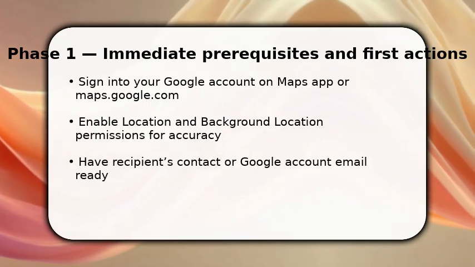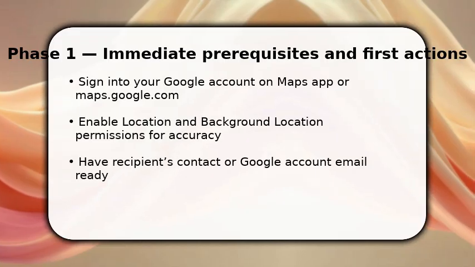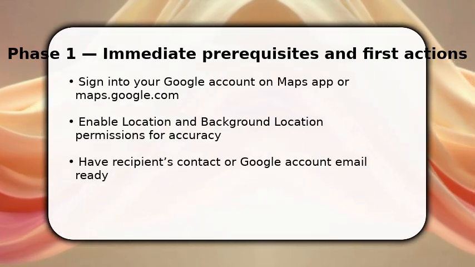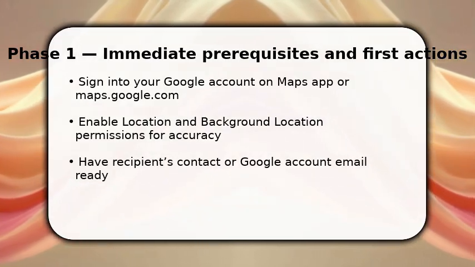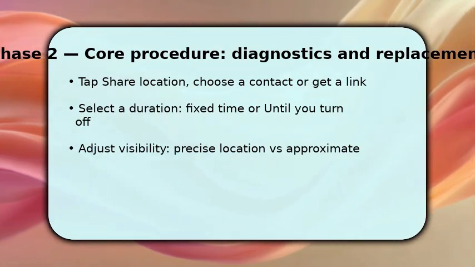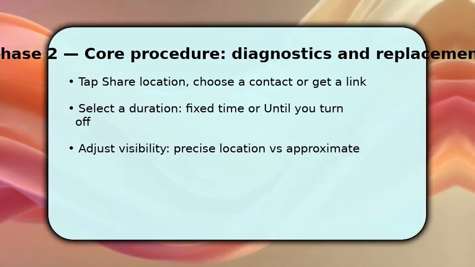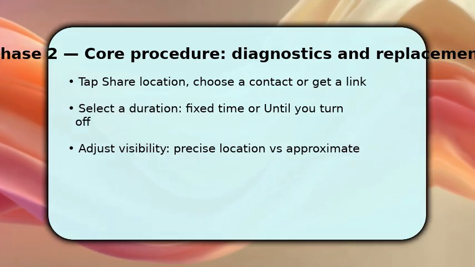Have the person's contact or Google email ready because you'll pick them next. This speeds the process and prevents needing to leave the flow to search for details. Now choose who sees your location. You can select a saved Google contact or generate a shareable link. Pick the contact for private sharing or the link for broader access.